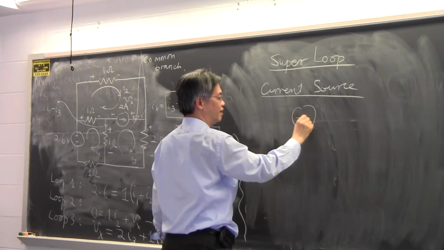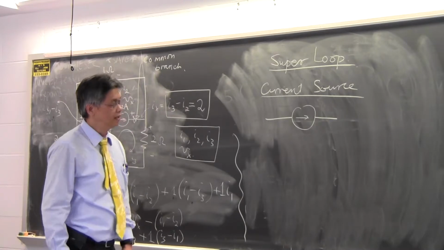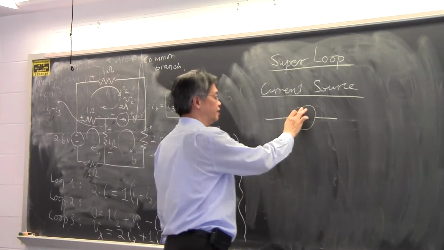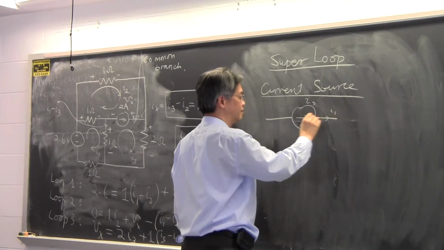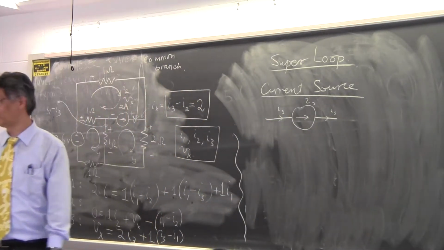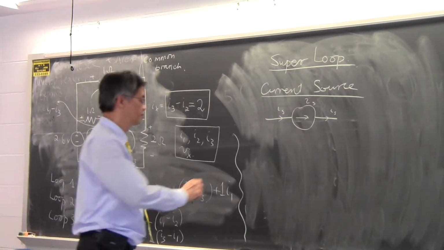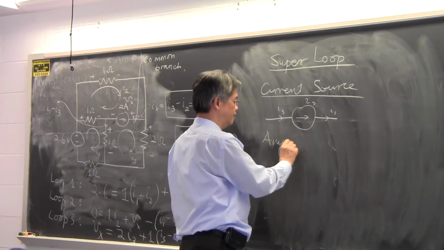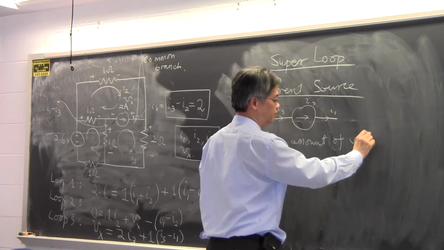it is something that looks like this. And the current that flows through it is fixed. You can have only IS coming into it and IS going out of it. So it's a very stubborn source, but it is flexible in the other direction. It can have any amount of voltage drop across it.